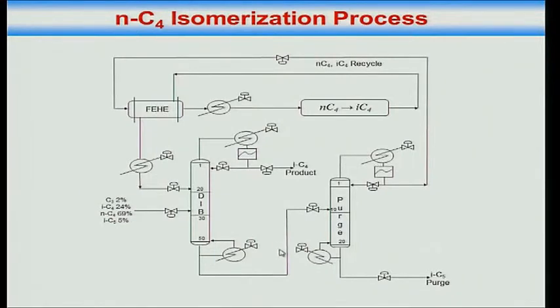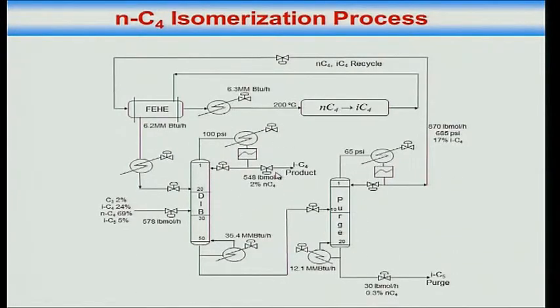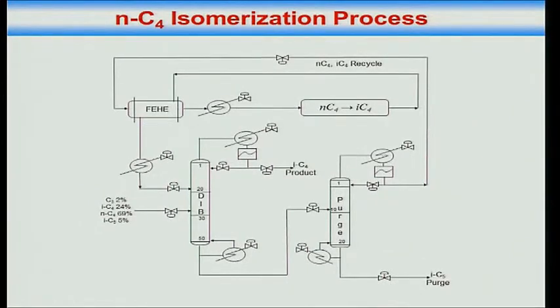NC4 drops down, right? So what will be the impurity in the product? Any propane in the feed is bound to end up in the product. Yes or no? So the impurities are all the propane that's coming in the fresh feed plus any NC4 that leaks up the top. In the bottoms, what is the impurity? Any IC4 that leaks down the bottoms.